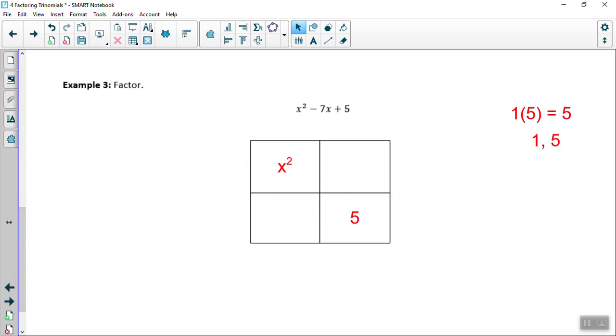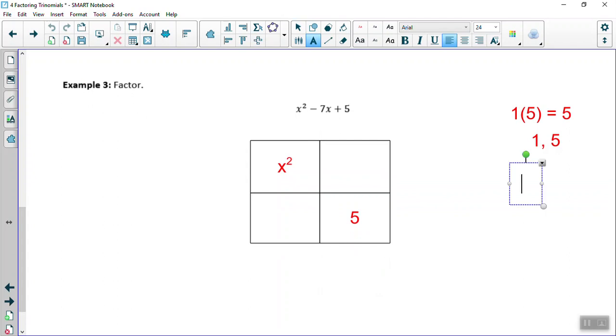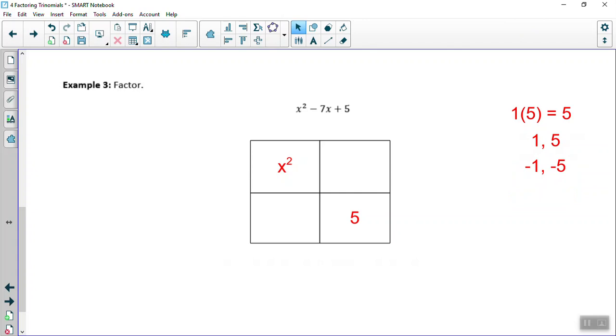Or, since it's positive, it could be -1 and -5. So we could also use those. So I could say -1 and -5. Those are the only two ways I can multiply numbers to give me a positive 5. So if I were to check, do either of these add up to -7? Well, 1 plus 5 adds up to 6. -1 plus -5 adds up to -6. Neither of them add up to -7.